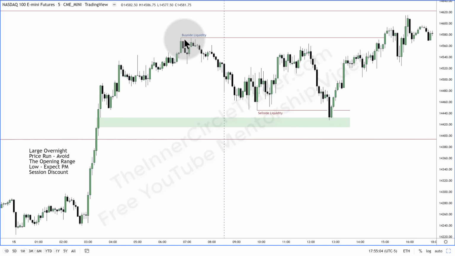I want to see a low form. Now, this is what we have for today. We start going lower first, so that's good. We create a pseudo Judas swing. But did it create a nice low and turn away from it?